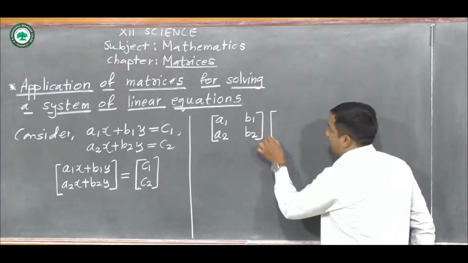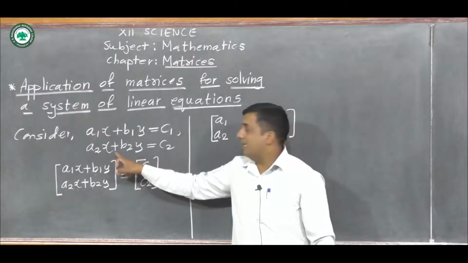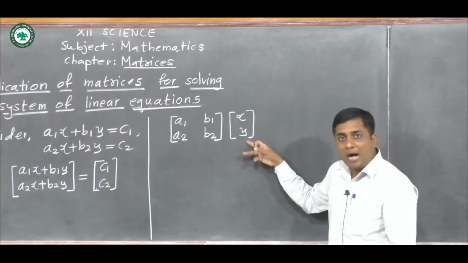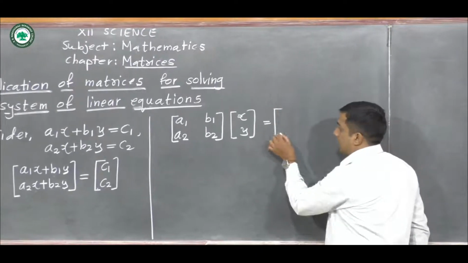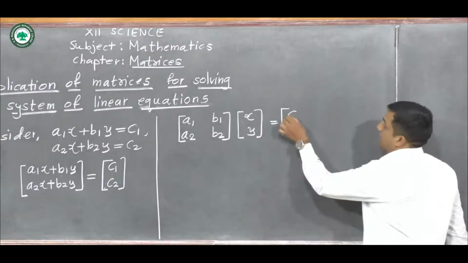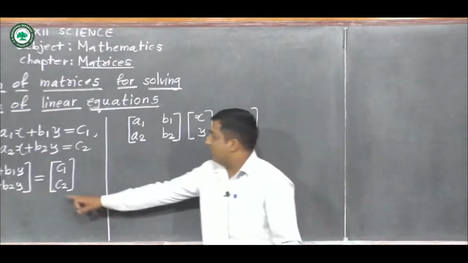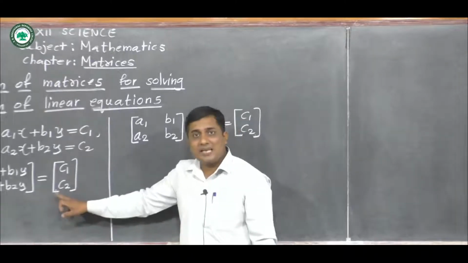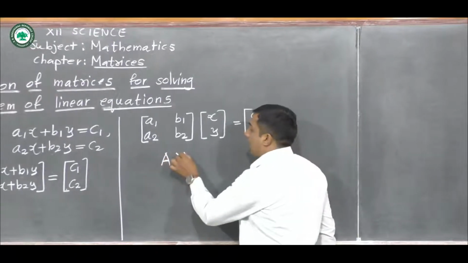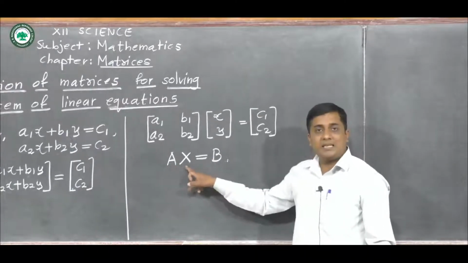Then for the second matrix we consider the variables. In this equation only two variables are given, x and y. So I write inside the matrix x and y, and this is equal to the matrix of constants, as it is, c1 and c2. Remember, by using the definition of multiplication of matrices we write it like this. Now this is in the form AX is equal to B.